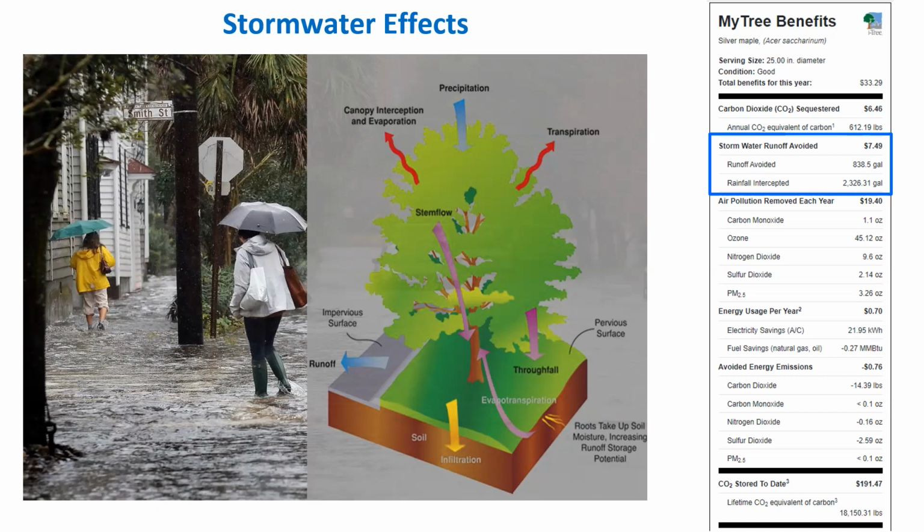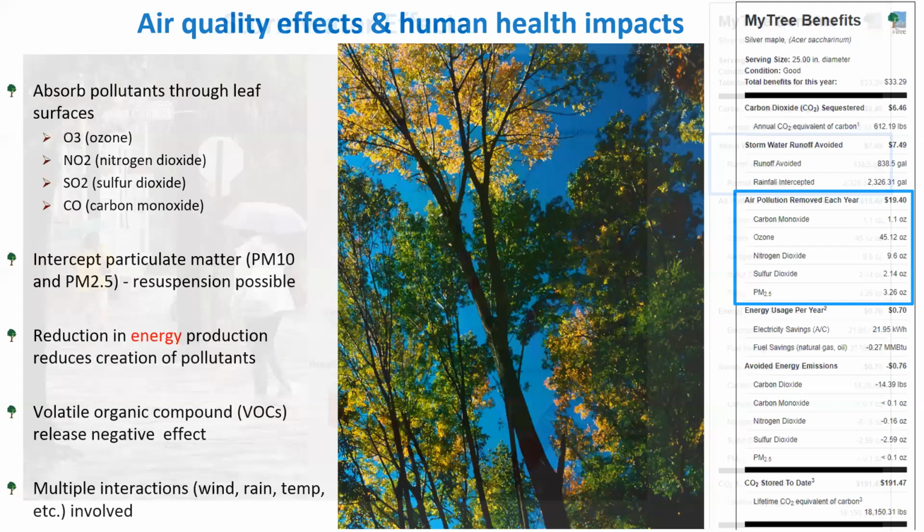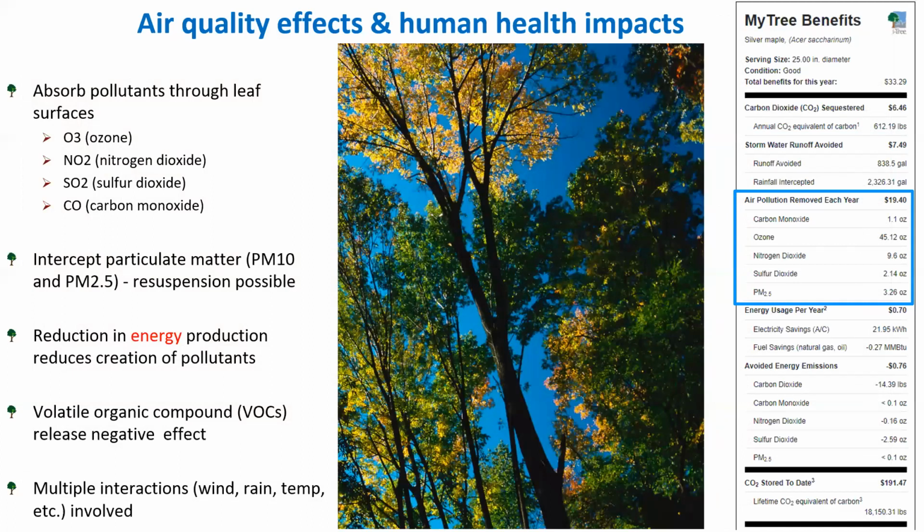And then finally, we have our air quality effects as well as the human health impacts. Leaves absorb pollutants. Ozone, nitrogen dioxide, sulfur dioxide, and carbon monoxide are the main pollutants that the leaves are really effective in reducing in the atmosphere. They also intercept particulate matter, so those particles in the air are suspended on the leaves. As well, there's the reduction in energy pollution. And finally, they reduce volatile organic compounds in the atmosphere.